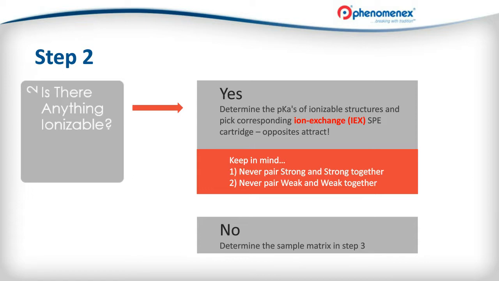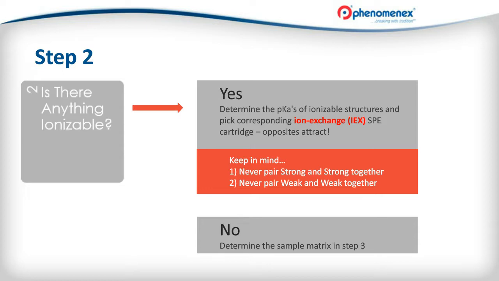If there is something ionizable on our compound, we definitely want to try to make use of it and implement an ion exchange SPE. Again, we're going to have to familiarize ourselves with the pKa of the ionizable structures and then try to figure out which ion exchange resin we can use.